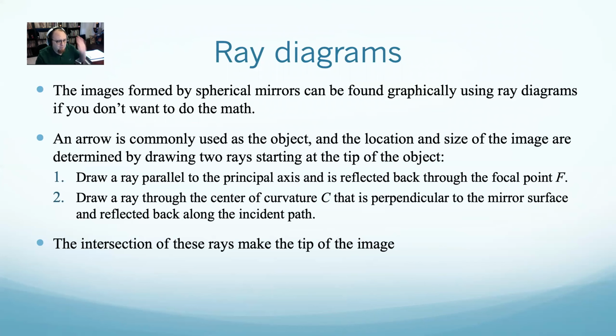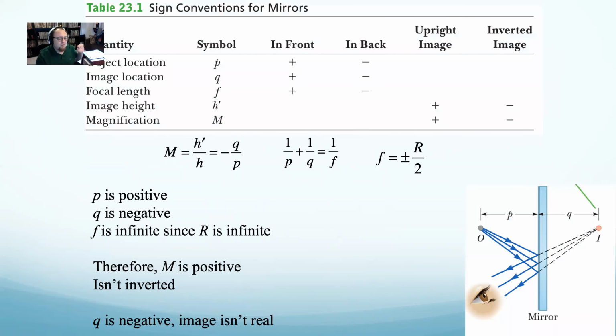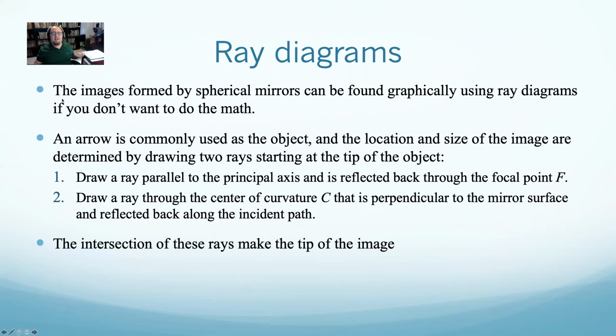For us, that's pretty simple math. But if you don't want to do the math, you do a ray diagram, which is a way of drawing this. Basically how I first derived it. And what you do is you draw your mirror, you draw your principal axis, and you mark the center of curvature.